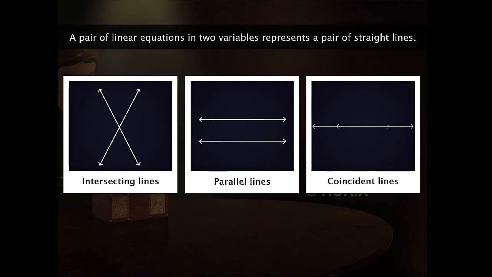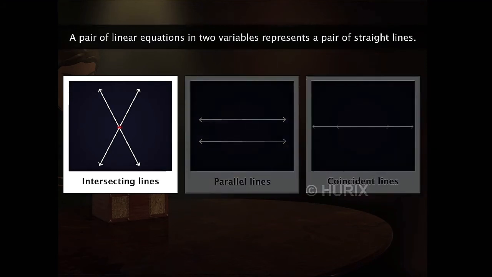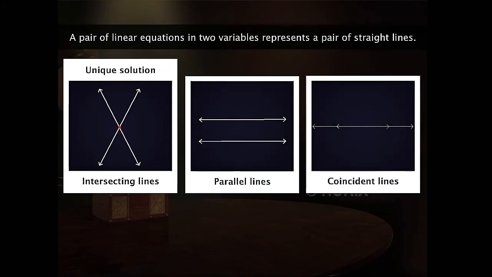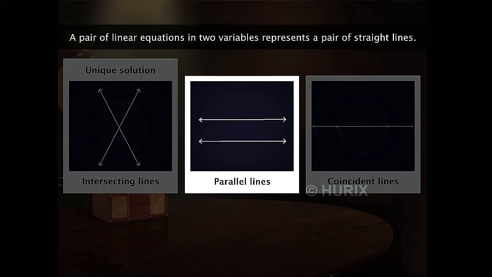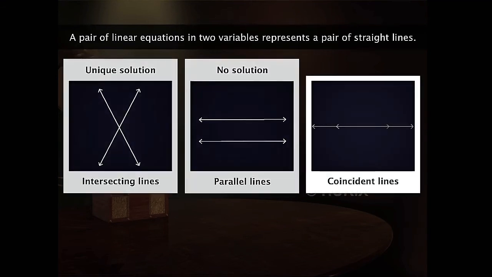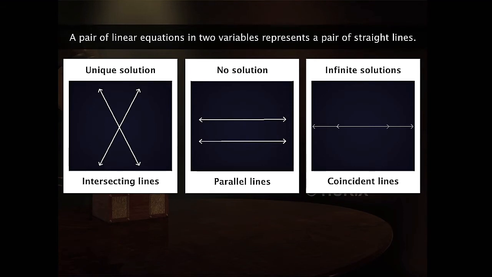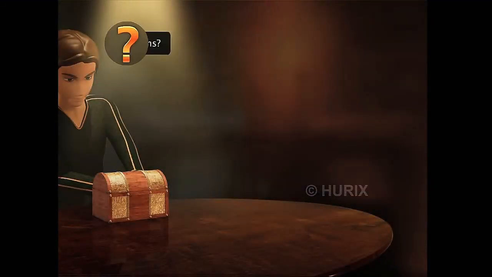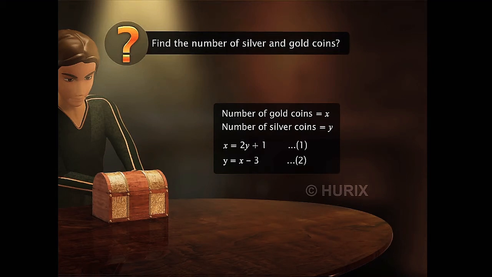These possibilities can be used to find the solution of a pair of linear equations. Let's find out how. A pair of intersecting lines has a unique solution. A pair of parallel lines has no solution, and a pair of coincident lines has infinite number of solutions. Let's go back to Tony's problem and find out how many gold and silver coins are there in the box.